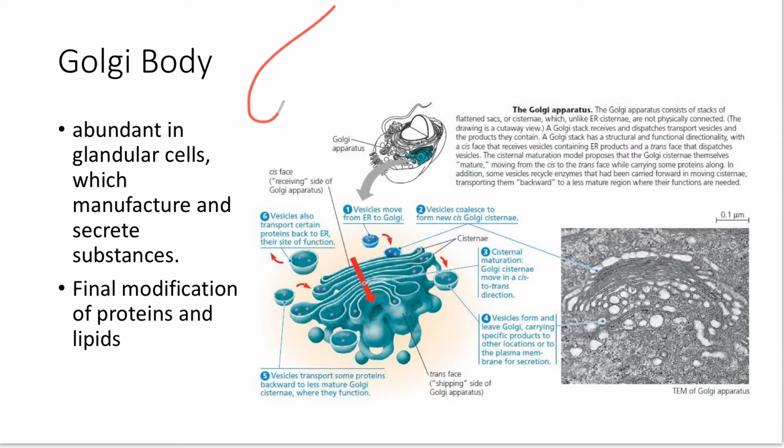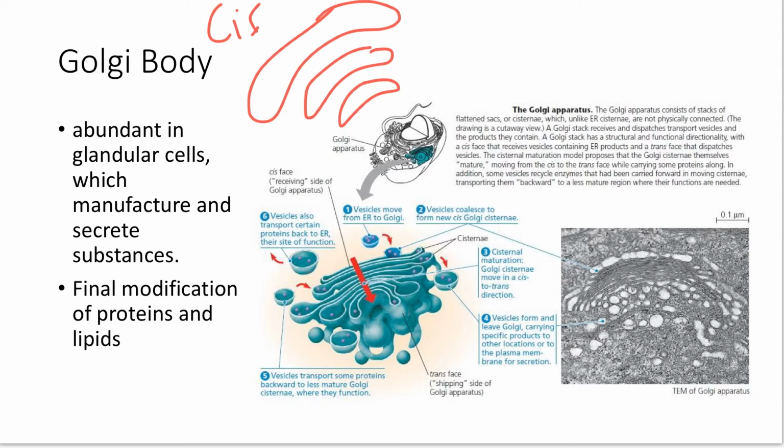It's like this. And there are two sides of the Golgi sac. So this is the cis face, the entry, and the exit is the trans face.